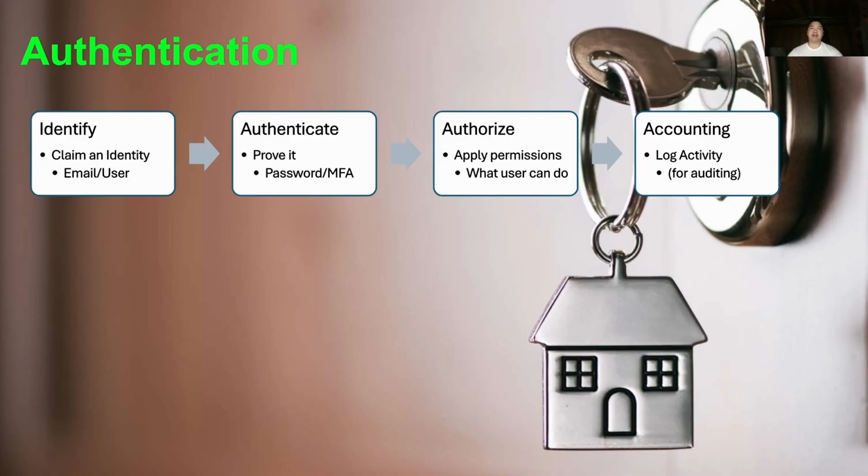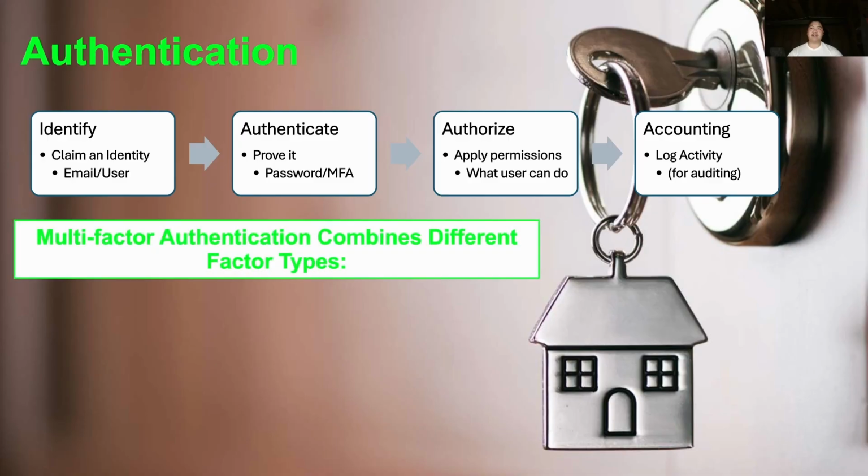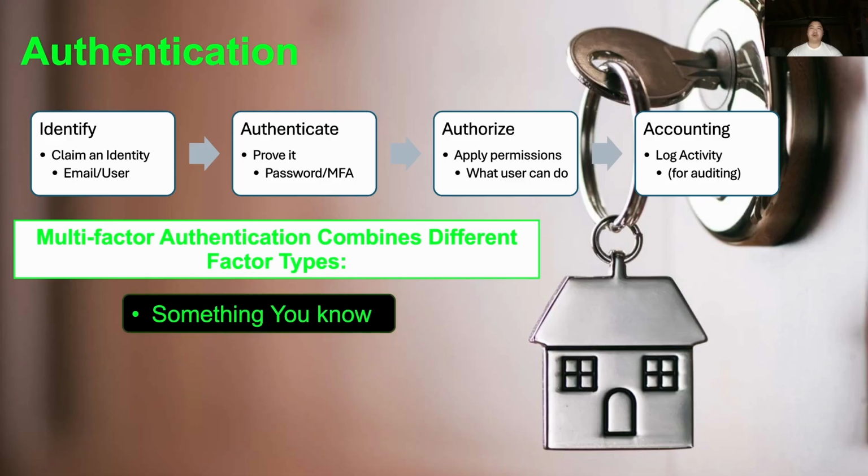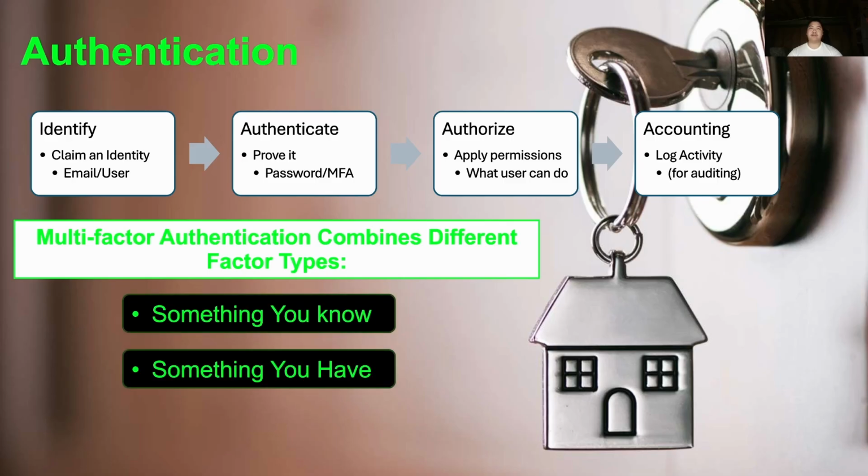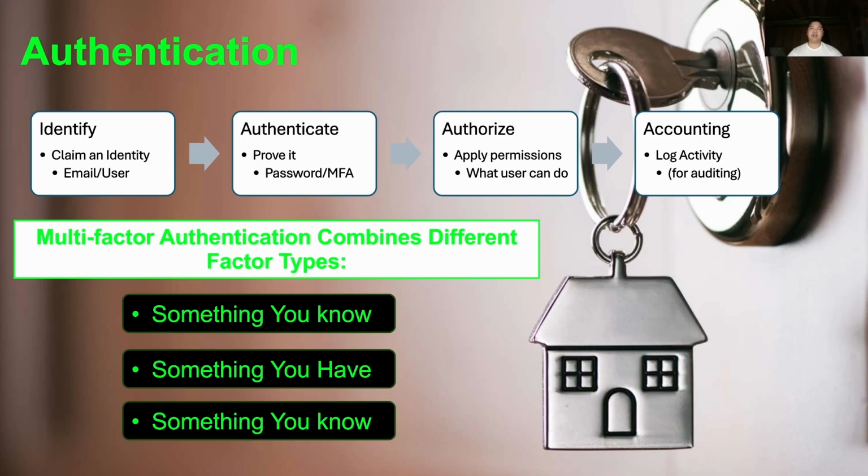Multi-factor authentication combines credentials from different factor categories. Something you know includes a password or PIN. Something you have includes a smartphone, authenticator application, smart card, or security key. Something you are includes biometric characteristics such as fingerprints or facial scan. It is important to use different factor types. A password and a PIN are both something you know. Therefore, using both does not create true multi-factor authentication.